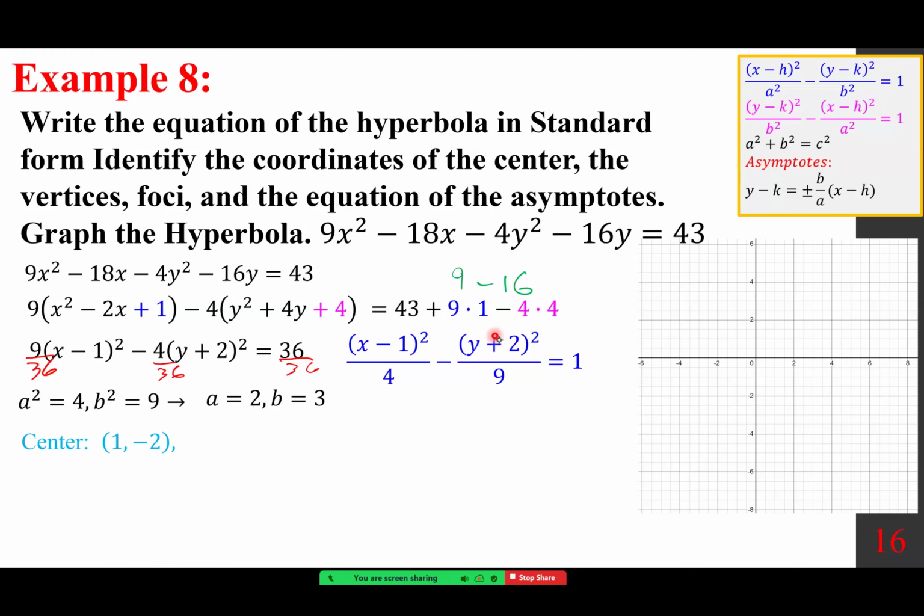And as we said, it's going to open sideways. The transverse axis is parallel to the x-axis. So we go back to the center, and from the center, we go a units to the right and a units to the left to come up with the vertices. So as we do that, 1 plus 2 makes it 3, 1 minus 2 makes it negative 1. So this is the center, and these are the two vertices: 3, negative 2 and negative 1, negative 2.